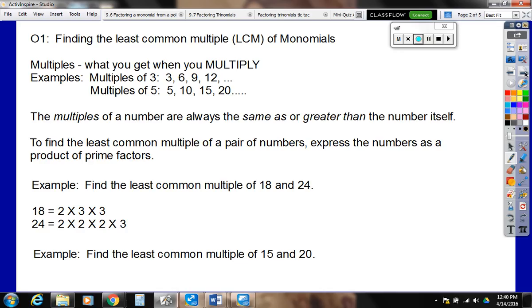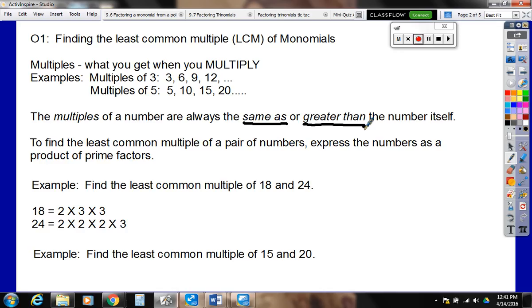Okay, when you find the least common multiple, first of all, let's make sure everyone's clear on what a multiple is. Multiples are basically what you get when you multiply. They're like the counting numbers. So back when you were learning your times tables, you might have practiced counting by threes. Those are all multiples of 3, what you get when you multiply 3 times 1 and 3 times 2 and 3 times 3. Those are the multiples. So multiples of a number are always either the same as the number, like the first multiple of 3 is 3, or they're going to be bigger than the number itself.